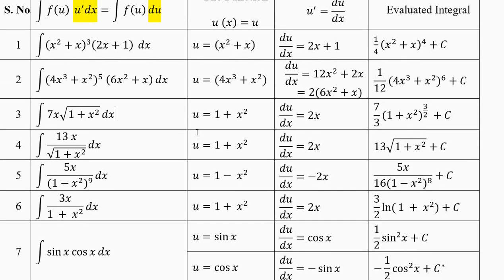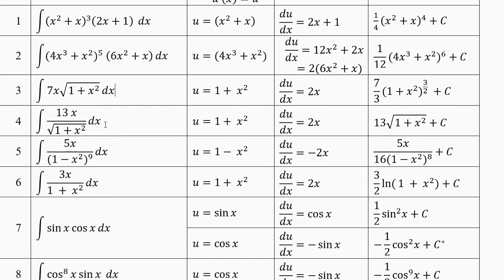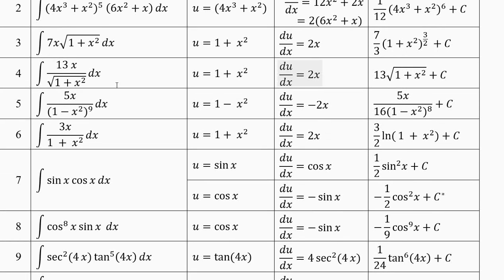Now how do the answers look? We can think about it. In the first case it was power 3, so your answer will be power 4, and this 1 over 4 will come from your integration. Then in the second example it is power 5, so you have power 6 in the answer, and you don't have 1 by 6, you have 1 by 12, because we have this 2 coming from the factorization here. We have done incomplete factorization. In the third example it is power half, so you can expect power 1.5, which is 3 over 2, and the outside numbers will get adjusted in your steps. In the fourth example it is power minus half plus 1 is half, so your answer is bracket power half, and this 13 comes from the steps.